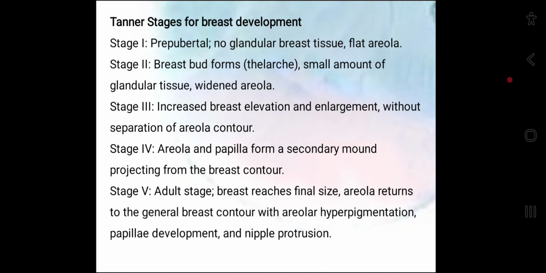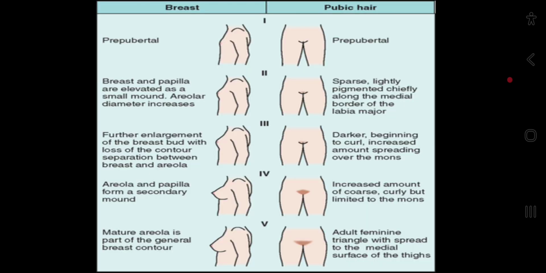In stage 5, or the adult stage, the breast reaches its final size. The areola returns to the general breast contour with hyperpigmentation, papillae development, and nipple protrusion. This picture demonstrates these stages in detail.